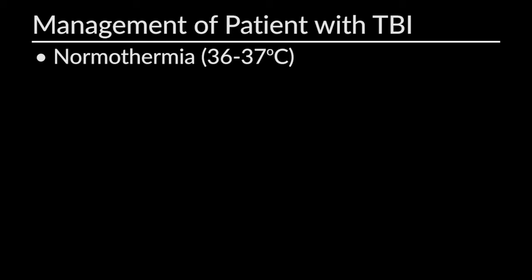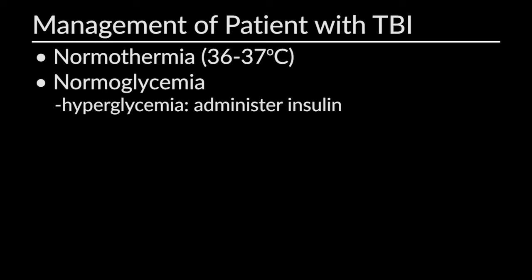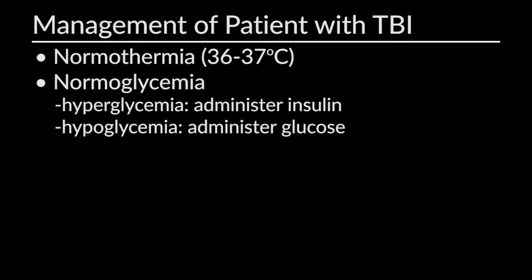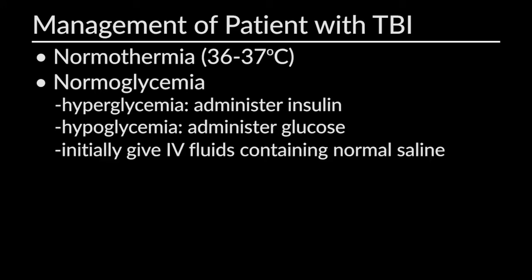We're also going to target things like normal glycemia, as we know the brain utilizes glucose for energy, and we want to not have the glucose level be too high. If so, we would give the patient insulin, and likewise, we wouldn't want the glucose to be too low, and in that case, we would give a little bit of glucose back. But right up front, we're typically going to give the patient normal saline containing IV fluids without glucose or dextrose in them and continue to watch the glucose levels and treat them as needed.